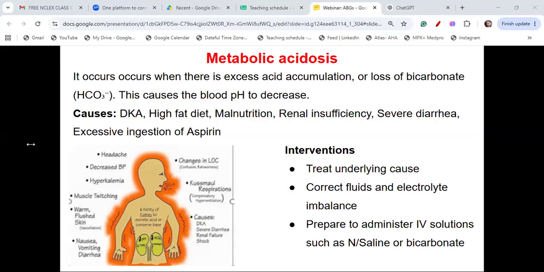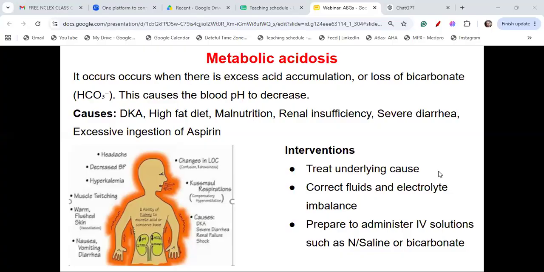So we have some of the causes, and these include diabetic ketoacidosis, DKA. What happens in DKA? Usually there is a lack of insulin, which causes fat breakdown. That leads to a buildup of ketones, and that results in metabolic acidosis. We also have a high fat diet, which increases ketone production. We have malnutrition, that is starvation, which leads to fat breakdown. Again, ketones are built up.